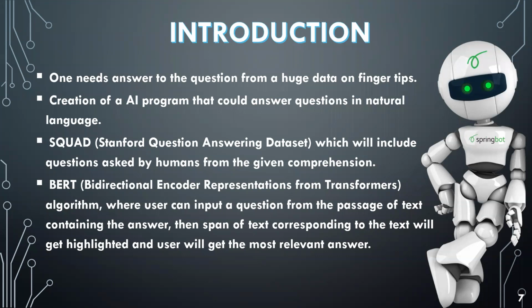Thank you, Vedant. Now let me give you a brief introduction to the topic. As we are living in the 21st century, everyone needs answers to any question from a huge amount of data at their fingertips. Our system is a computer program that can answer questions in natural language. It can be achieved using SQuAD, which stands for Stanford Question Answering Dataset, which includes questions asked by humans from a given comprehension. The project specifically aims at the creation of a system using BERT. BERT, as you all know, is an algorithm by Google, which stands for Bidirectional Encoder Representations from Transformers, where the user can input a question from a passage of text containing the answer. Then the span of text corresponding to that question will get highlighted and the user will get the most relevant answer. Hence, we concluded that the BERT model is superior in all aspects of answering various types of questions.